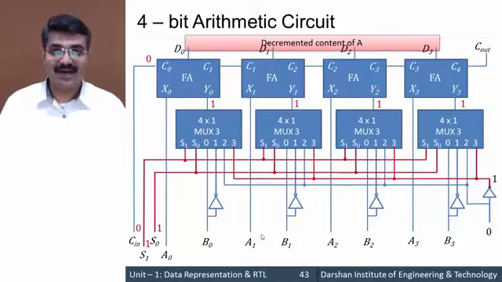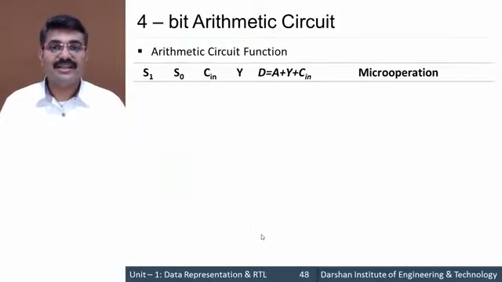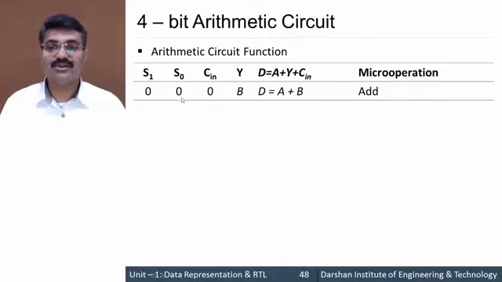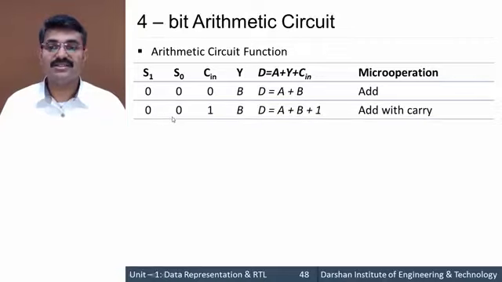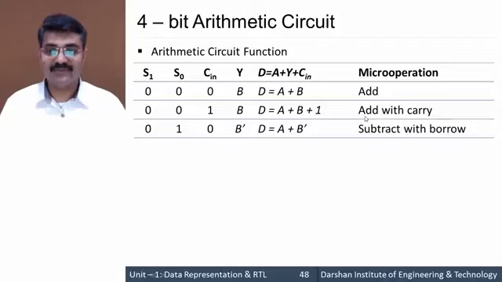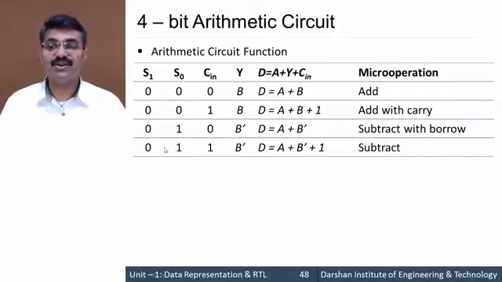Now let us list them out. The arithmetic circuit function says that by changing different inputs S1, S0 and C in, we would be getting different Y, and based on the formula D equals A plus Y plus C in, we would be getting different micro operations. So if it is 0, 0, 0, then Y would be B, and our normal addition operation will take place. If we provide another combination 0, 0, 1, it would be add with carry. If it is 0, 1, 0, then it would be A plus B dash, so it would be subtract with borrow. If it is 0, 1, 1, then D equals A plus B complement plus 1.